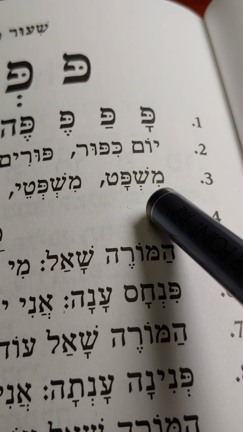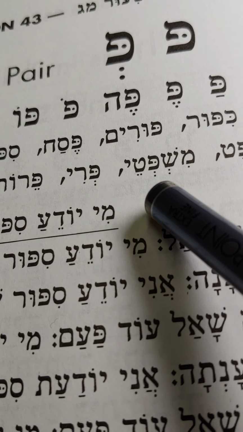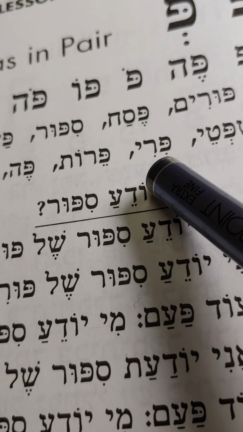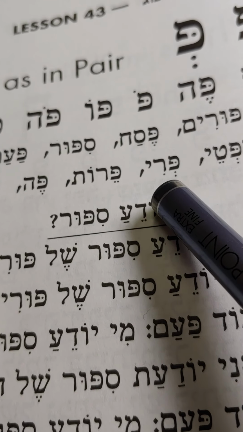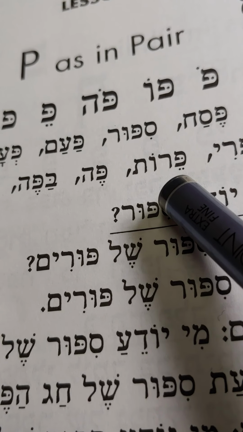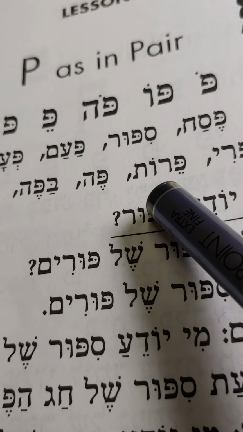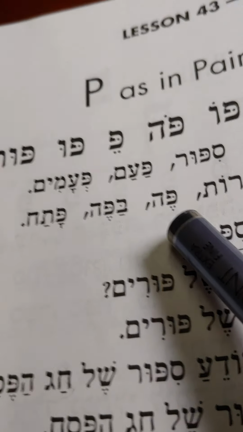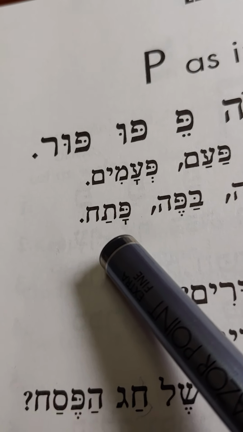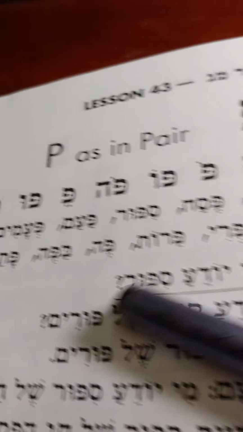Shura Shalosh. Mishpat. Mishpat is a sentence. Mishpatei, sentences of. Puri. Fruit. Borei pri hagafen, fruit of the vine. Peirot, fruits. The word fruit comes from peirot. You take the dot out of the pe, you get a fe. So peirot, feirot. Pe is mouth. Ba, pe, in the mouth. Patach, he opened. Open your mouth and say ah, says the doctor. Patach means open. He opened.